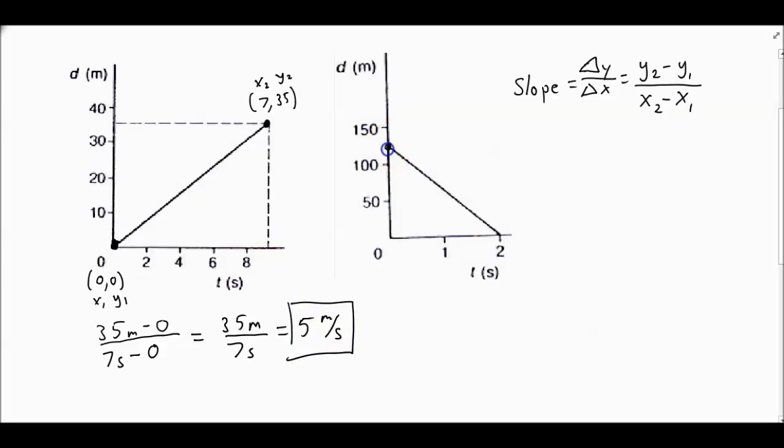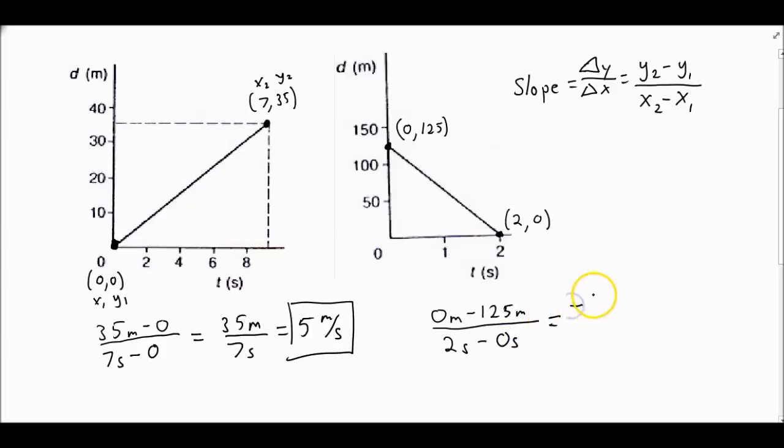In this example, our x1, y1 is going to be 0, and looks like about 125, and our x2, y2 will be 2, 0. So it's very helpful to write down the actual coordinates before you do this math. Our y2 is 0, and it's on the y-axis, so that's meters, minus 125 meters, divided by our x2, which is 2 seconds, minus 0 seconds.